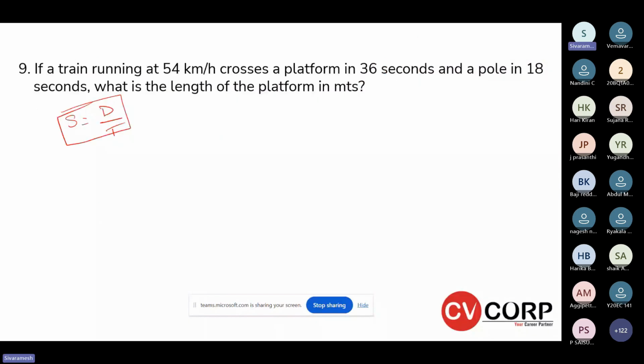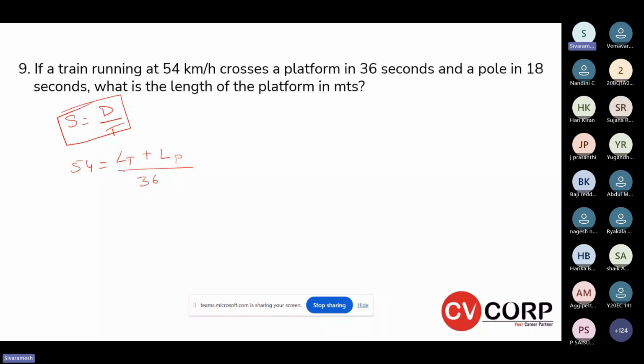Okay, now we'll come to problems on trains: time, speed, and distance. If a train running at 54 kilometers per hour crosses a platform in 36 seconds and a pole in 18 seconds. When we want to consider the speed, the train speed is 54. When the train is crossing a platform, we should consider the length of the train plus the length of the platform, divided by the train speed, since the platform cannot move. The time taken is 36 seconds to cross the platform.